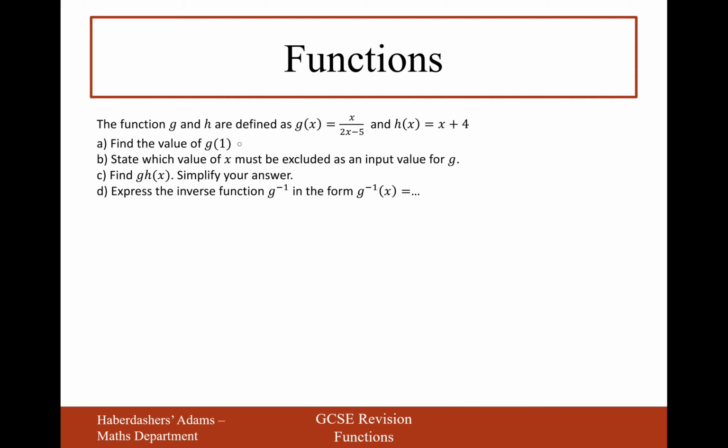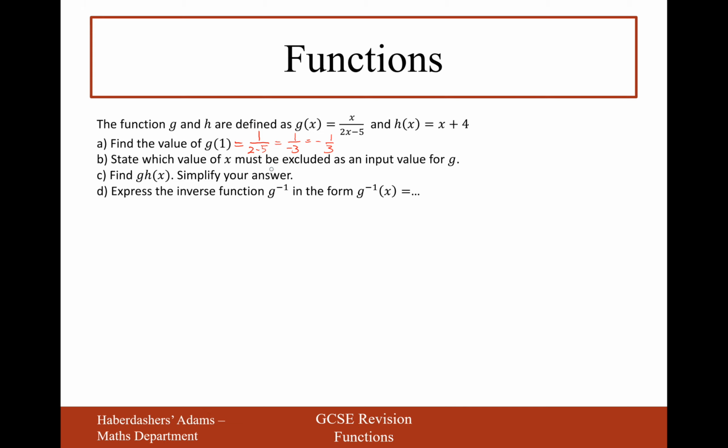Okay, so let's get started on this question here. So the first question is find the value of g of 1. That means plug the number 1 into this fraction here. So it's going to be 1 over 2 minus 5. That will make it 1 over minus 3. So that will make it minus 1/3.